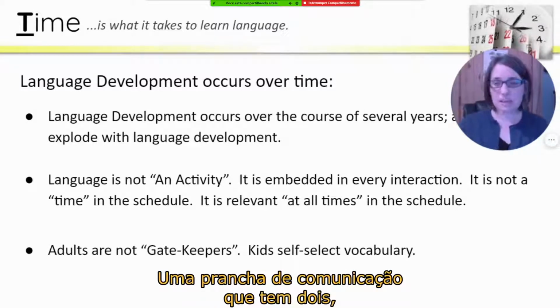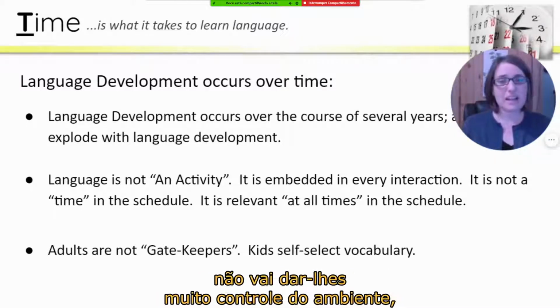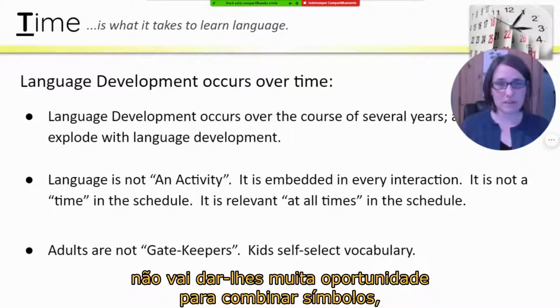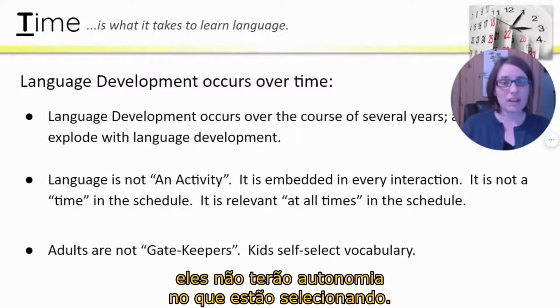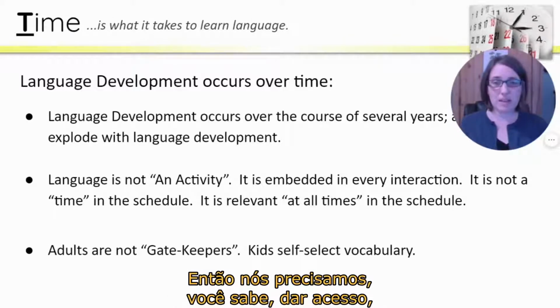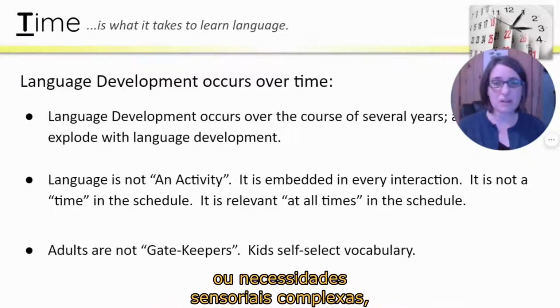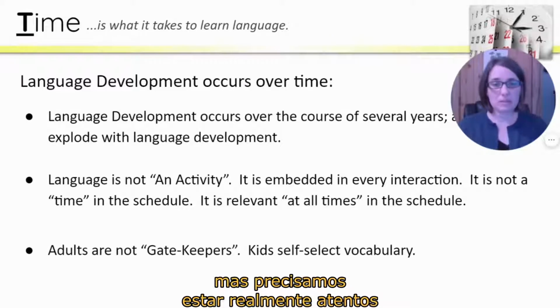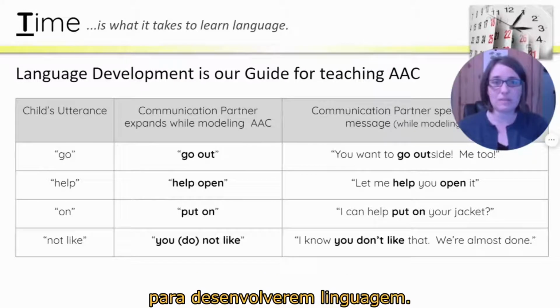A communication display that has 2 or 4 or 8 buttons on it is not going to give them a lot of control over their environment. It's not going to give them a lot of leverage to combine symbols to create meaning. It's going to be very limiting, and they're not going to have a lot of autonomy in what they are selecting. So access, there's lots of different ways to support access for kids with complex bodies or complex sensory needs, but we really do need to be mindful of the fact that kids need access to words in order for language to develop.